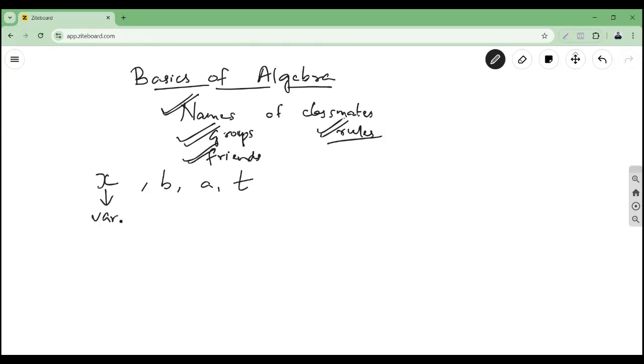Why? Because they can change in value. Means you can say x is equal to 100 also, x is equal to 1 also, x is equal to 1 by 10 also. This value can be anything. So varying in value, that's why it's called as a variable. And why we use alphabets? Because alphabets can take up any name, right?